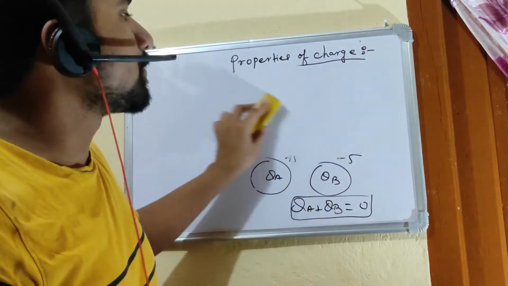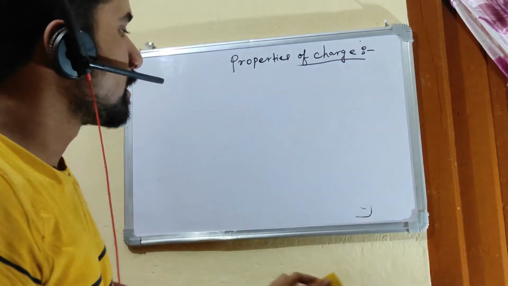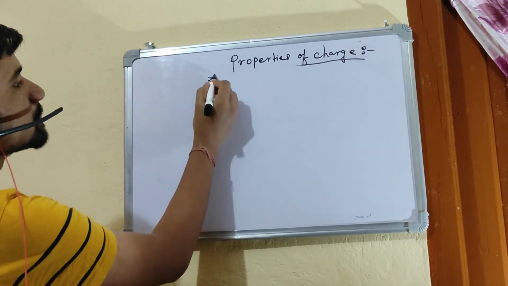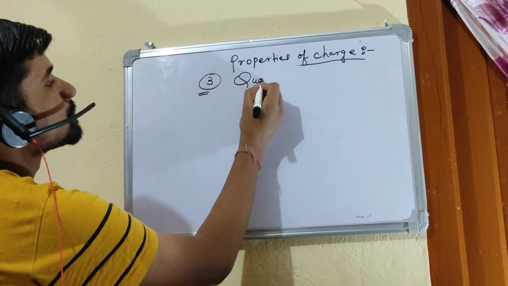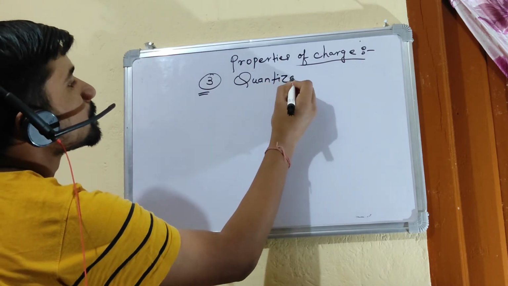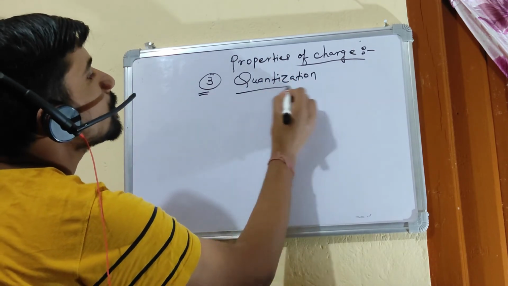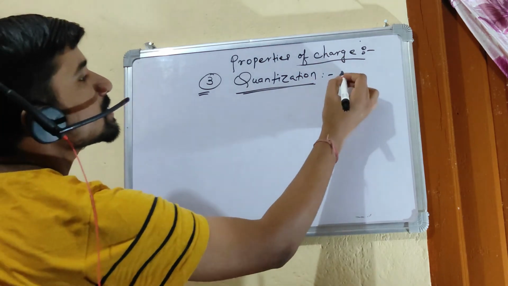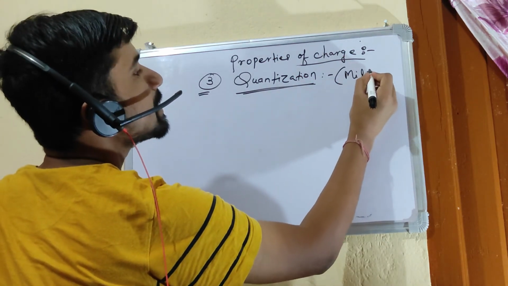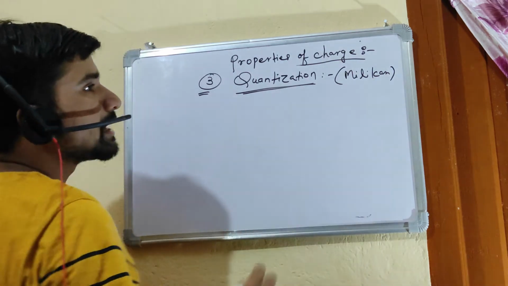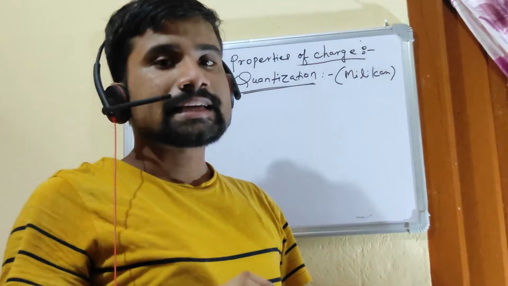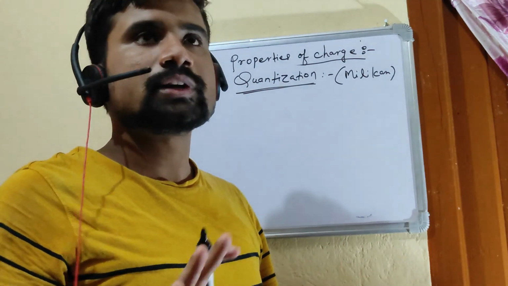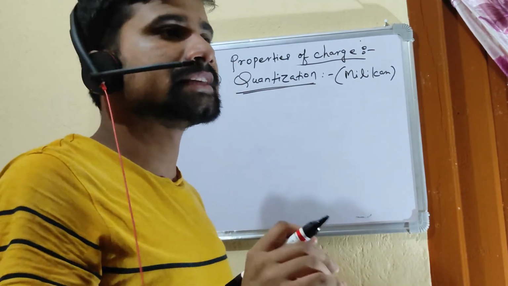And the last property of charge is quantization. So this was suggested by a scientist named Millikan, in I think 1912. So Millikan said that charge is always quantized. So let's understand what exactly is the meaning of quantization.